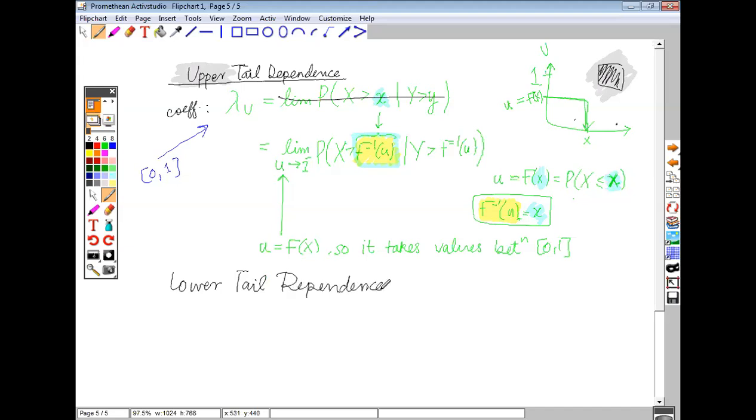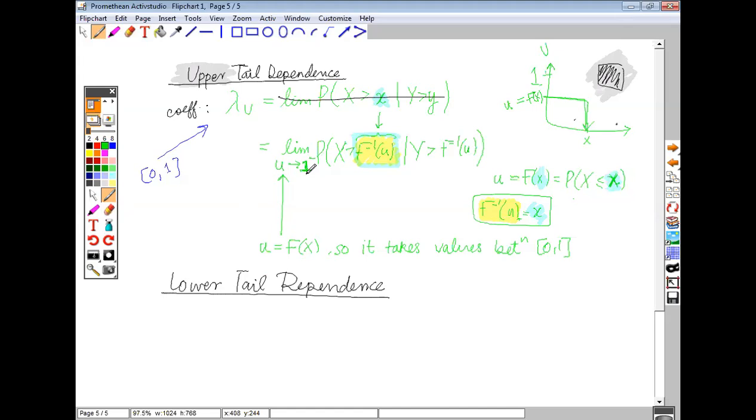Ma'am, over there for u, you have written u tends to what? 1 minus. Maybe I can write that a bit clearer. So it is 1 minus. Can you just explain again why 1 minus?